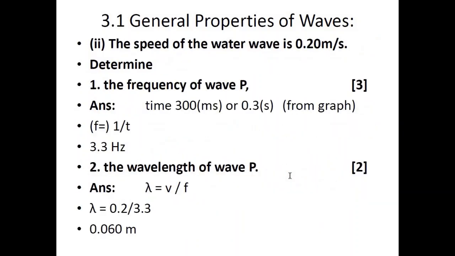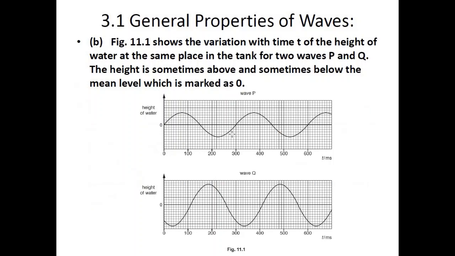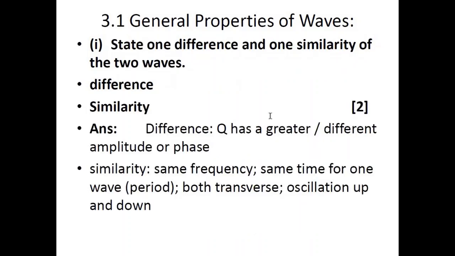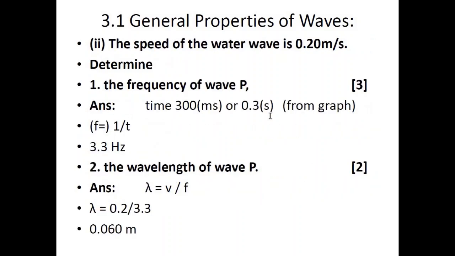The speed of the water wave is 0.2 meters per second. Determine the frequency. For frequency, we use the formula f equals 1 upon T, or 1 upon the period. The time from the graph is 300 milliseconds, or 0.3 seconds. This is the time for one wave. So we simply divide 1 by 0.3.